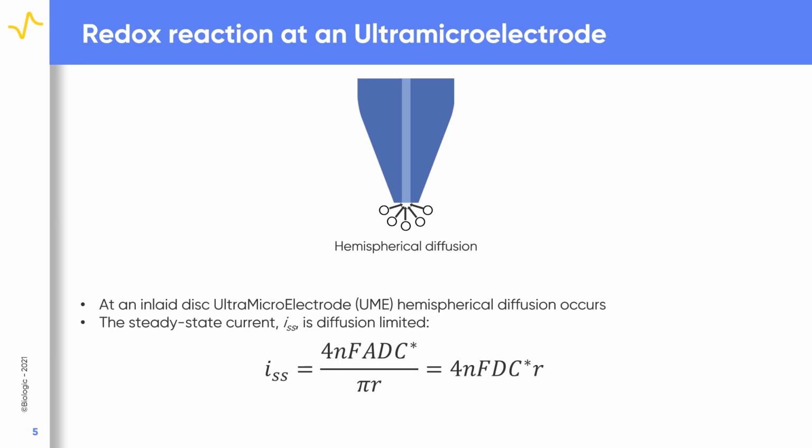In this equation, N is the number of electrons transferred, F the Faraday constant, D the diffusion coefficient, and R the electrode radius, all of which can be considered as constant. C star is the bulk concentration, which will be shown in the next slide as the variable causing the steady state current to change in SECM.